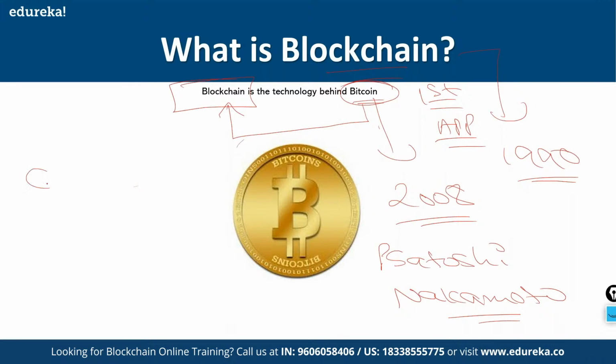And Bitcoin is actually a cryptocurrency. Cryptocurrency means it is like your normal currency which you generally use for your transactions. It may be your dollar, or maybe Indian rupee, or it may be Canadian dollar, whatever it may be. In the same way, here Bitcoin is also a cryptocurrency which is global.